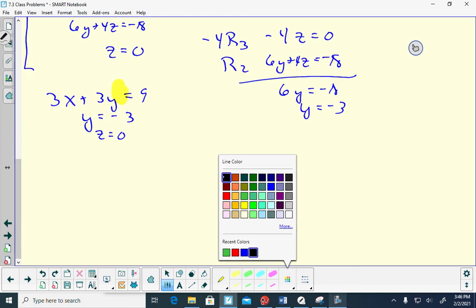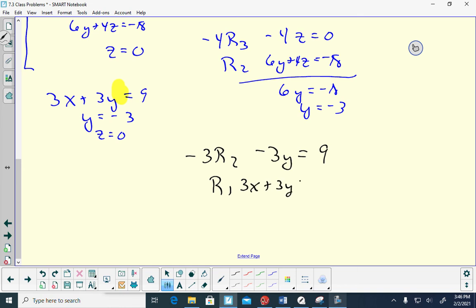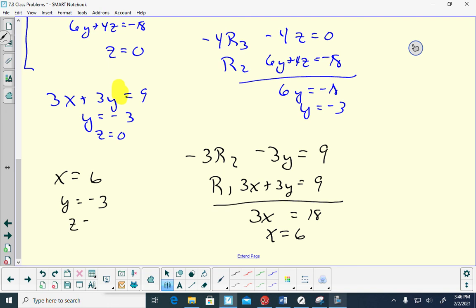Now I'm going to do row 1 and row 2 to eliminate the y. To do that, I'm going to take negative 3 times row 2, so that would be negative 3y is equal to positive 9. And then add it to row 1, which is 3x plus 3y is equal to positive 9. I'm going to have 3x, the y's will equal 0, is equal to 18. When I divide both sides by 3, x is 6. So I have x is equal to 6, y is equal to negative 3, z is equal to 0. My ordered triplet is 6, negative 3, and 0.